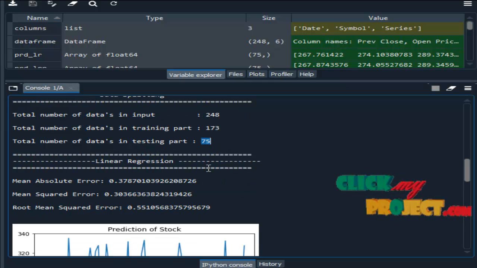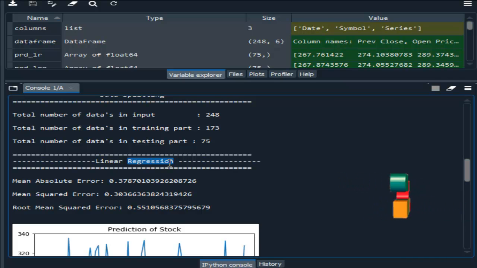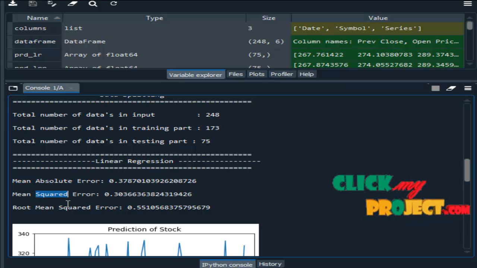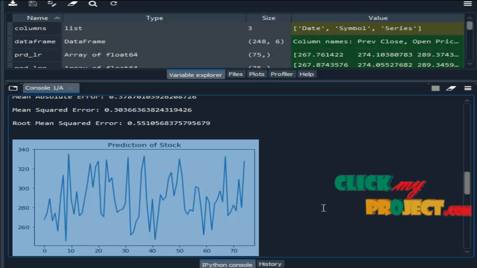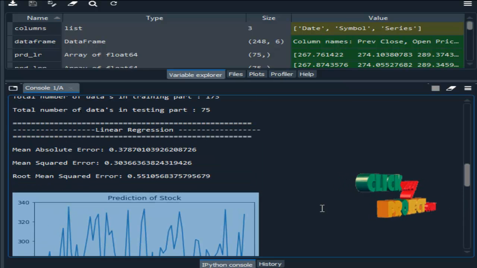After that, we implement different algorithms. Here we implemented linear regression and lasso regression. For every algorithm, we estimate some performance metrics like error values. Here we estimated mean absolute error, mean square error and root mean square error. The error values must be low. If the error values are low, it means the model is efficient. So this is the prediction graph for linear regression.